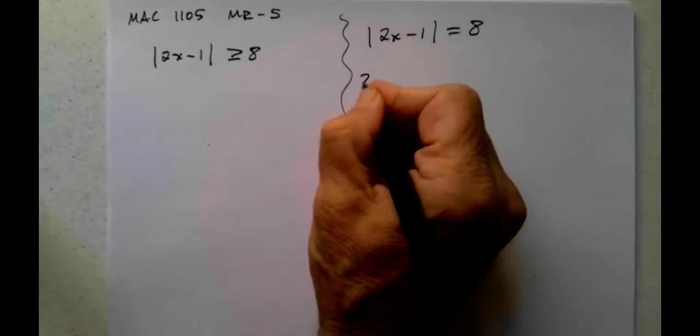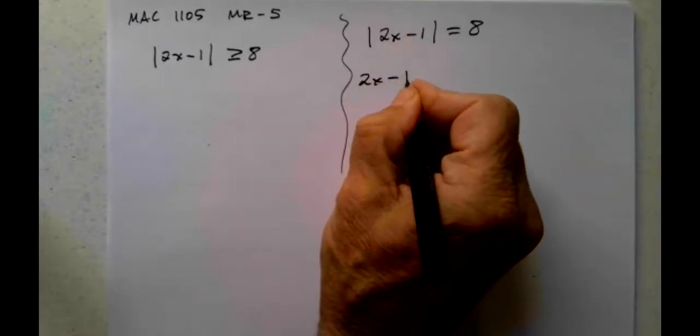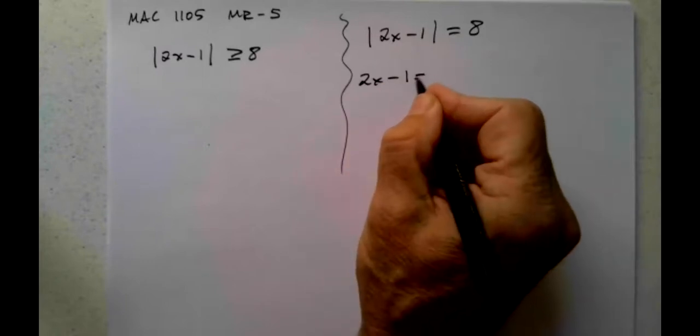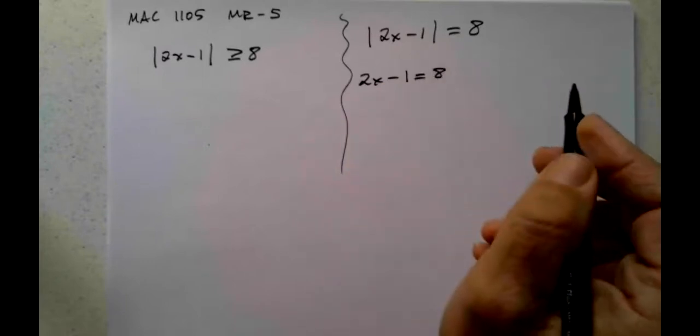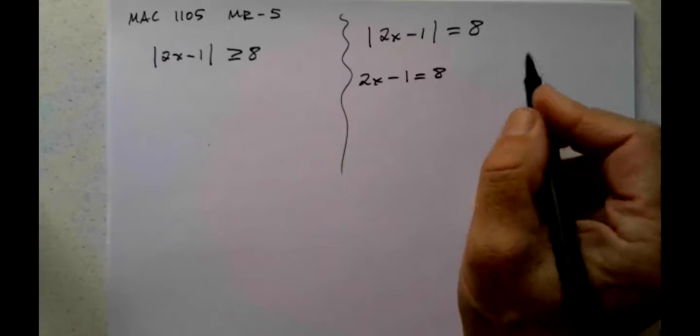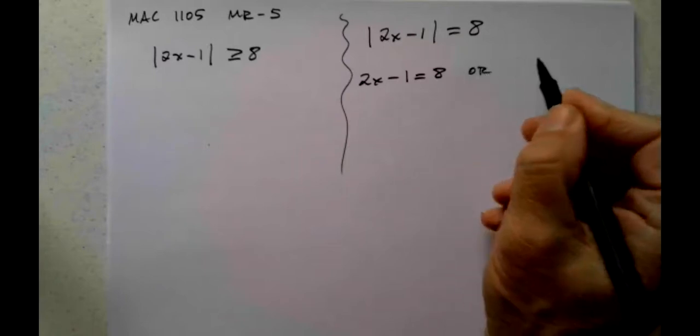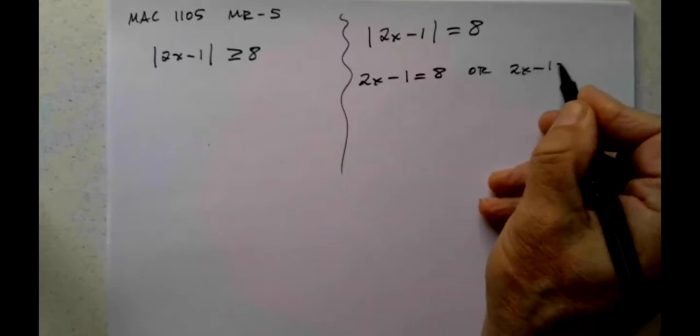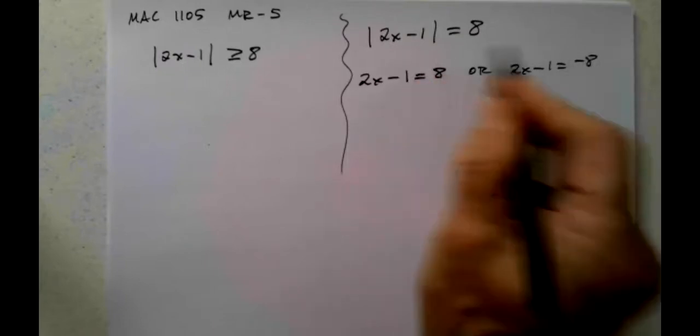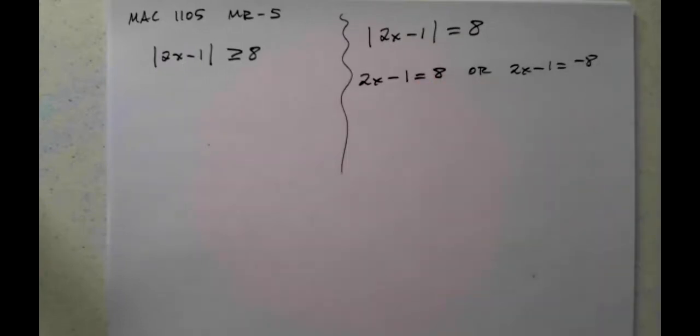When is the absolute value of something equal 8? Well, 2x minus 1 could equal 8, right? Because the absolute value of 8 is 8. But the absolute value of negative 8 is also 8. So you could say 2x minus 1 could have been negative 8, right? So there's two possibilities here that we're working with.